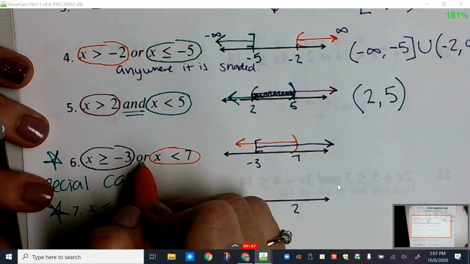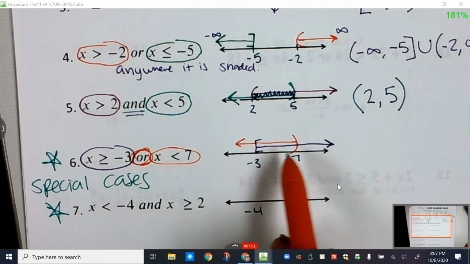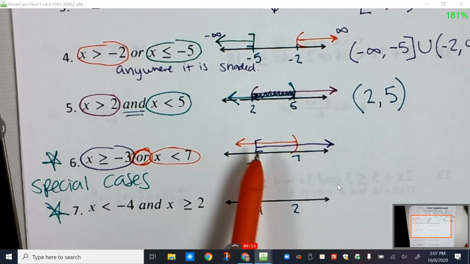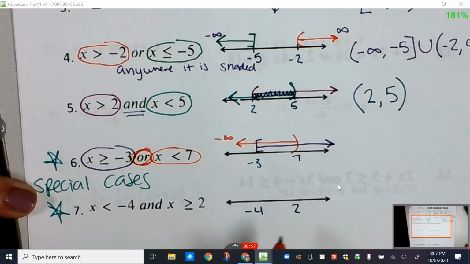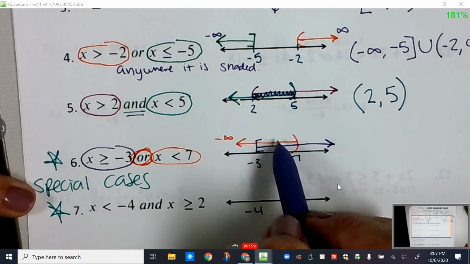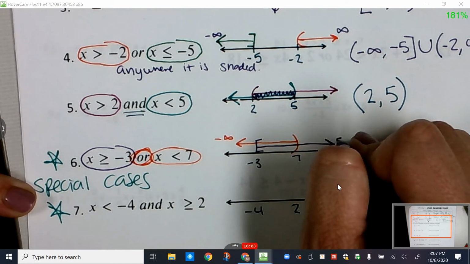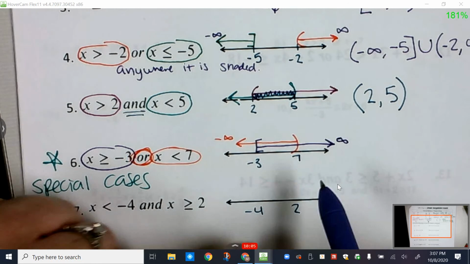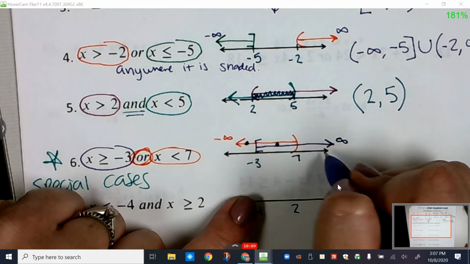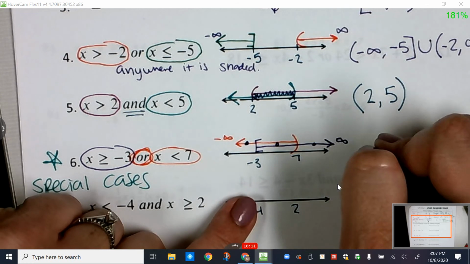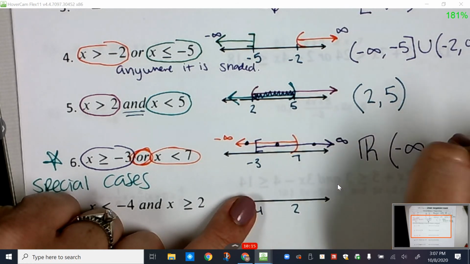Now, or means it doesn't have to overlap. It's one or the other. Well, I want you to realize this is one line, and it goes to the left all the way forever, -infinity. And then we have the purple line where they're both. And then we also have the other line, the purple line, that goes to positive infinity. So what's happening here is that anything is a solution. This is a solution, or this is a solution, or this is a solution. So this is all real numbers, your fancy R, or you can say from negative infinity to infinity.